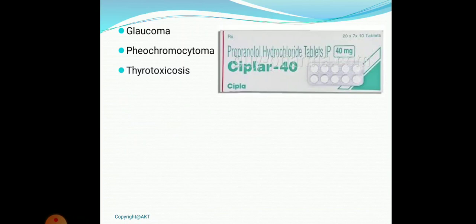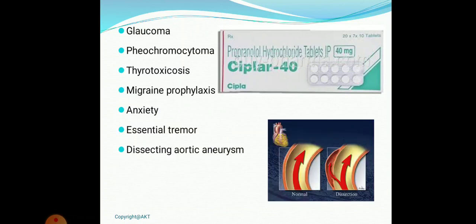Thyrotoxicosis gives a symptomatic relief. Migraine prophylaxis because of vasoconstriction. Anxiety, symptomatic relief. Essential tremor, it reduces the neurohumoral transmission or prevents the facilitation of neurohumoral transmission. Descending aortic aneurysm. Thank you.